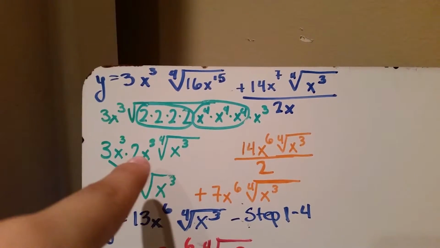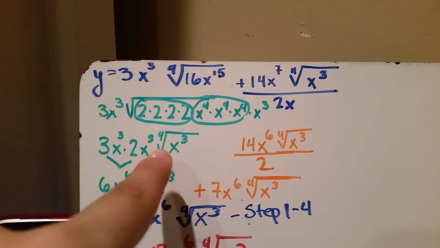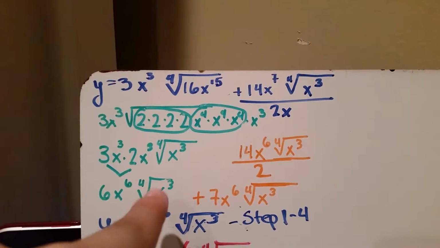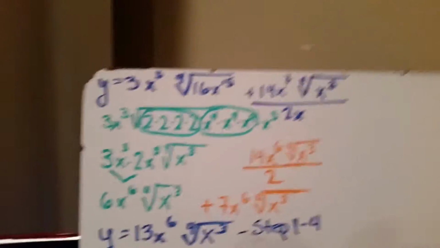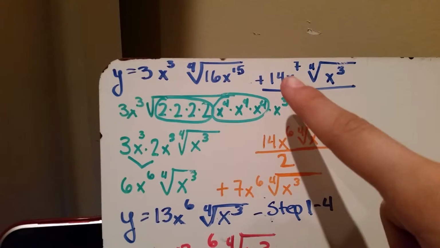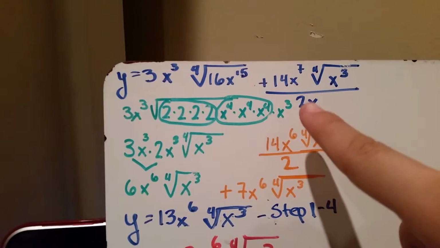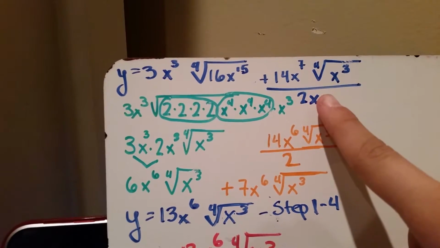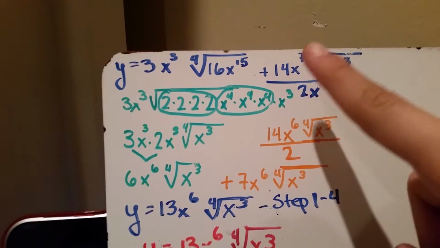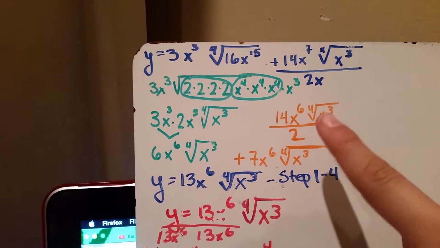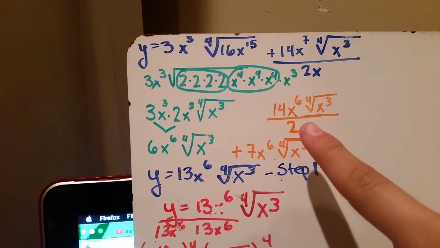You multiply the 3 and the 2. You add the 3 and the 3 to get 6x to the 6, 4th root of x to the 3rd. Now we're going to do this equation, and we're going to have to subtract the x's first. So you can just subtract them, and whatever has the largest exponent stays on the top or the bottom. So it's going to be 14x to the 6, 4th root of x to the 3rd, all over 2.